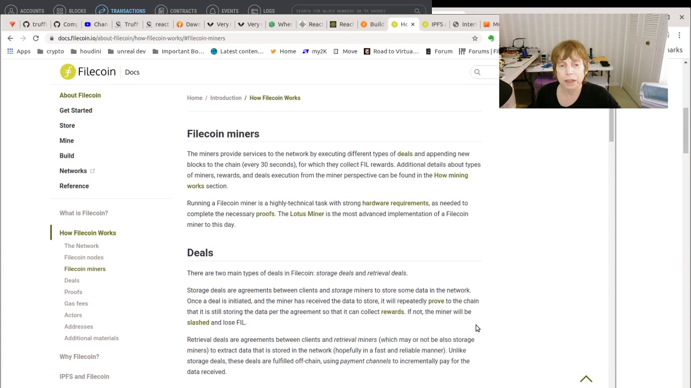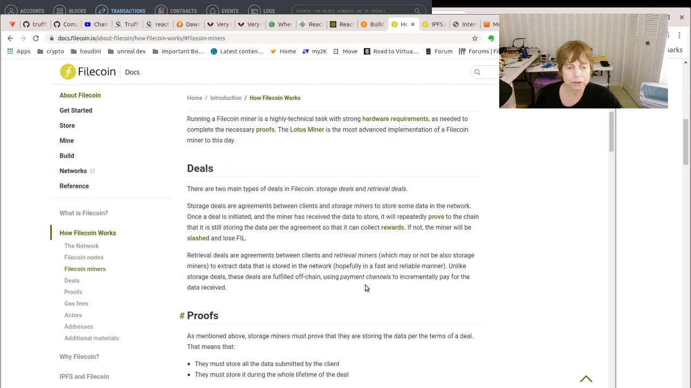So the miners are the ones providing the service. They execute the deals, and every time they execute, they get Fil. So just like you see in other blockchains, it can use quite a bit of hardware. So storage deals.